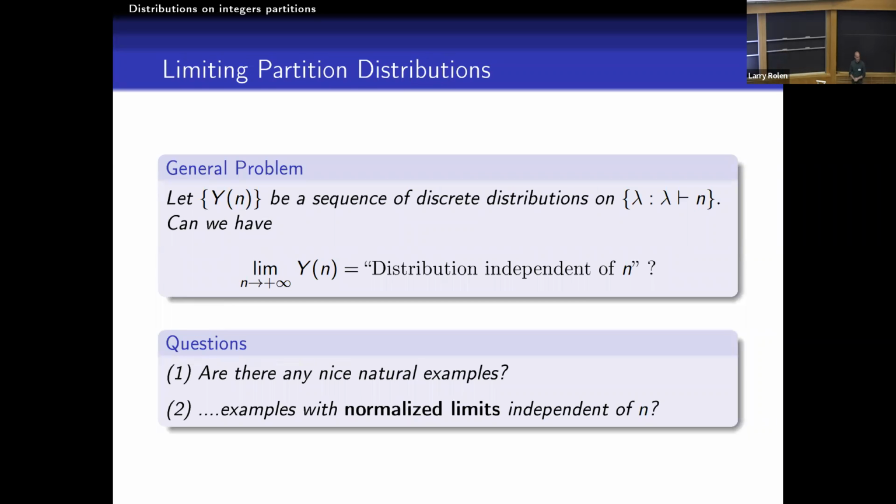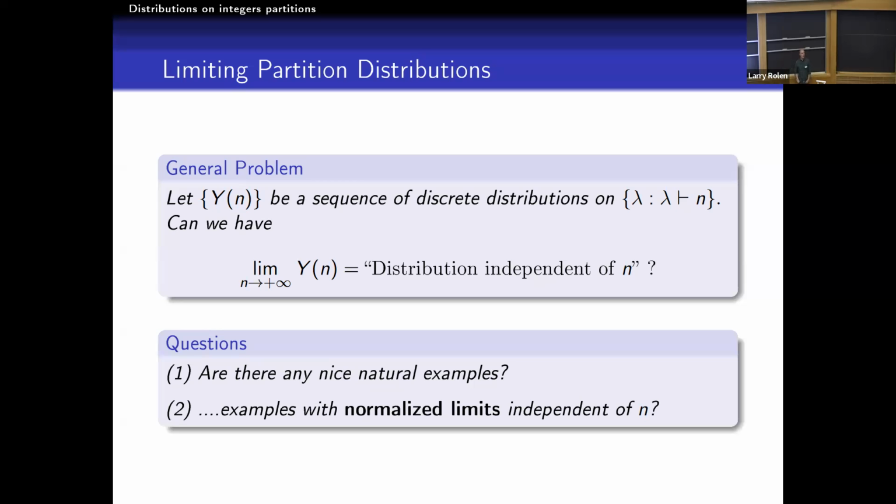What we're interested in is these questions of distributions on partitions. We've got a sequence of discrete distributions. A partition, of course, is going to be a discrete set, and we want to look at these discrete distributions on these partitions, and at the limiting behavior of these types of distributions.